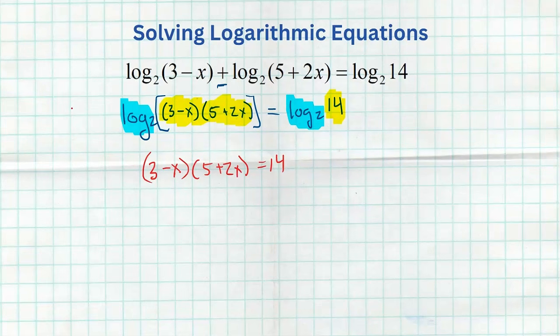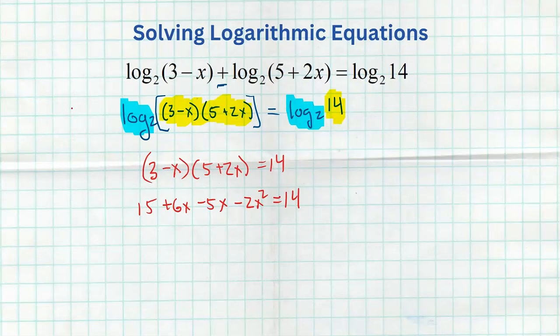This is going to be a basic quadratic we could solve with factoring. But let's go ahead and do it anyway. It's a good review, especially for the AP exam. 3 times 5 is 15. 3 times 2x is 6x. Negative x times 5 is negative 5x. And negative x times 2x is negative 2x squared equals 14.